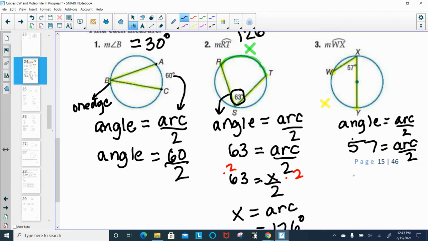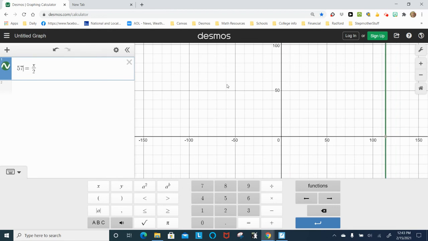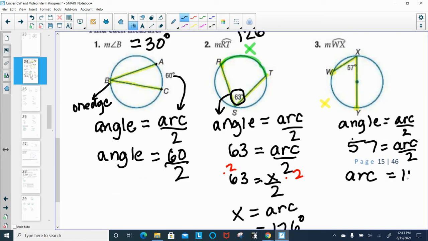So when I multiply by 2, and again, I can do that right in the Desmos calculator, it'll do it for us. I'll get 114. 114 degrees. But that's not my final answer. That's this arc from W to Y. I need to find W to X.